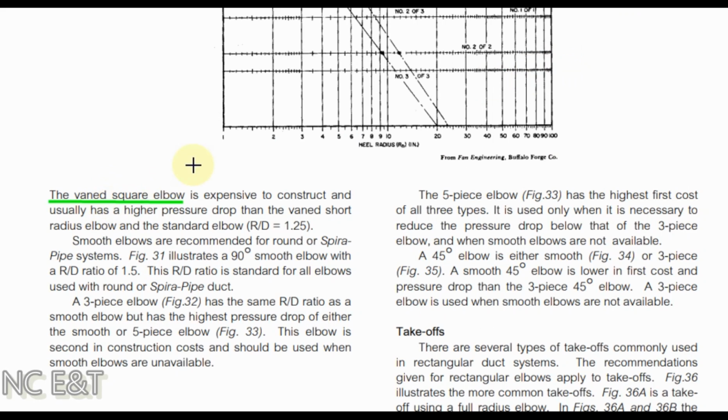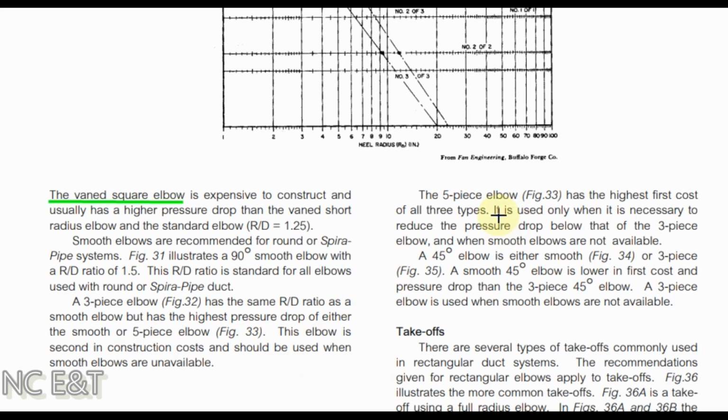The vane square elbow is expensive to construct and usually has a higher pressure drop than the vane short radius elbow and the standard elbow. For the round duct, smooth elbows are recommended for round and spiral duct. An R/D ratio of 1.5 is standard for all elbows used with round or spiral duct. A 3-piece elbow has the same R/D ratio as the smooth elbow but has the highest pressure drop of either the smooth or 5-piece elbow. This elbow is second in construction cost and should be used when the smooth elbows are unavailable.